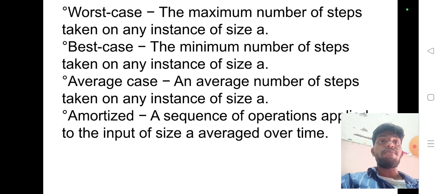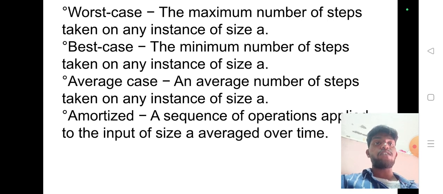Worst case: the maximum number of steps taken on any instance of size A. Best case: the minimum number of steps taken on any instance of size A. Average case: an average number of steps taken on any instance of size A. Amortized: a sequence of operations applied to the input of size A averaged over time.